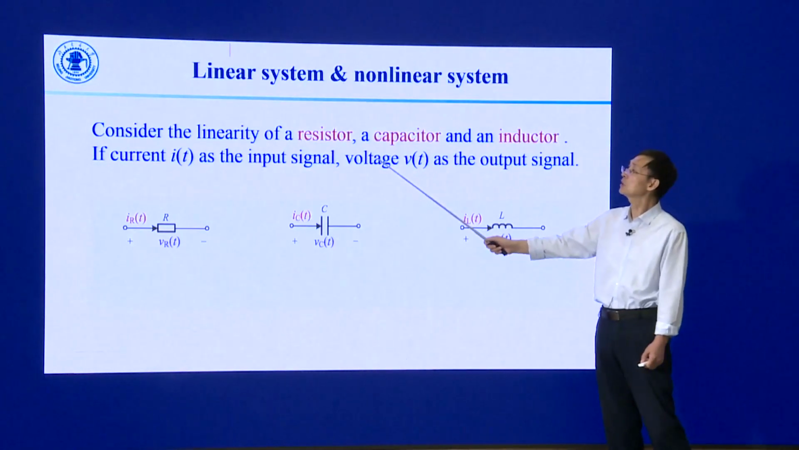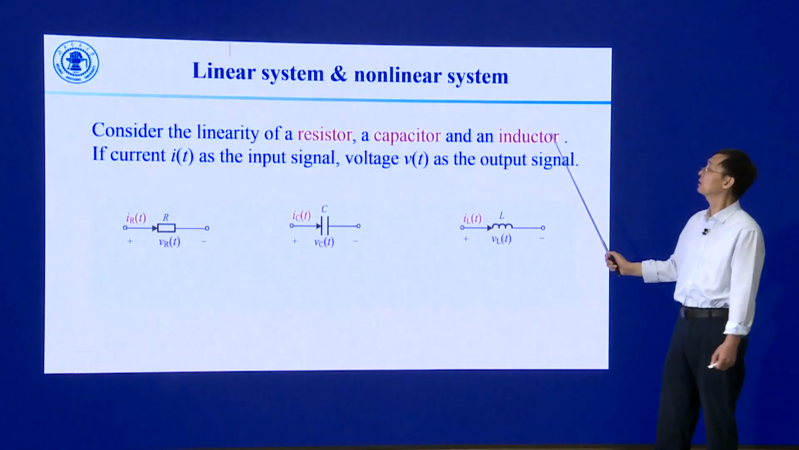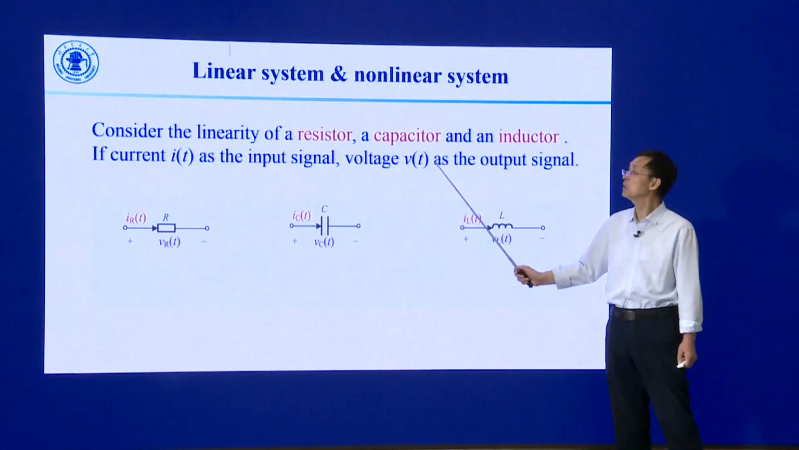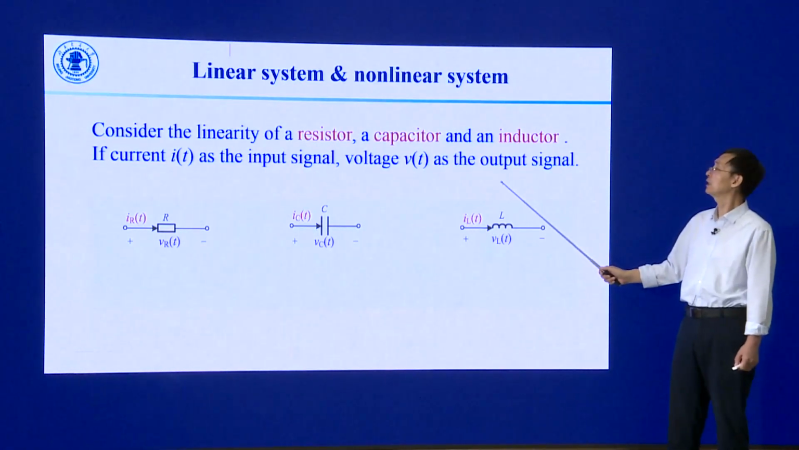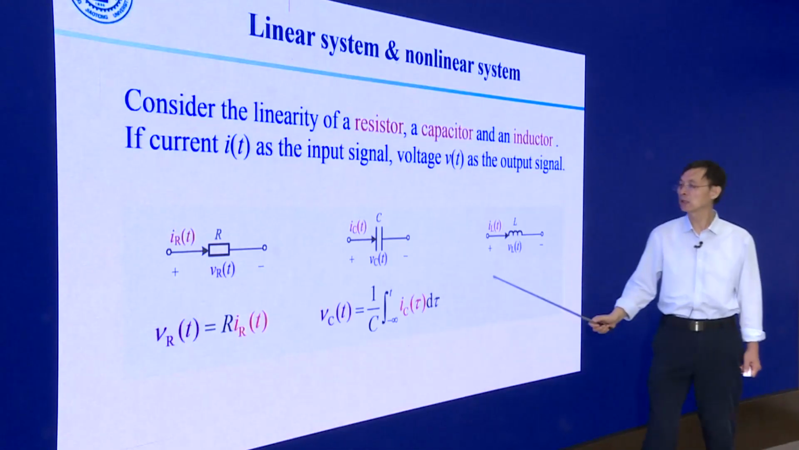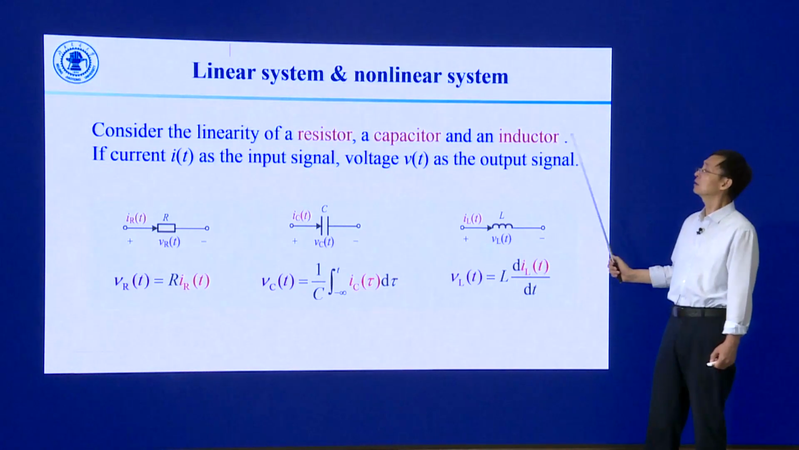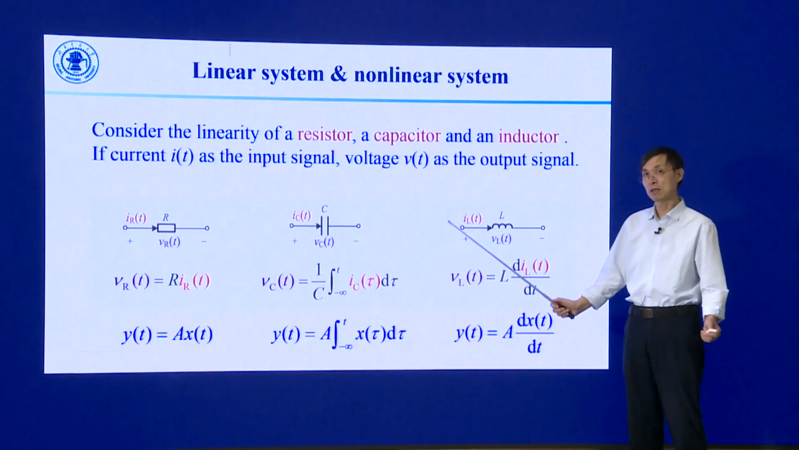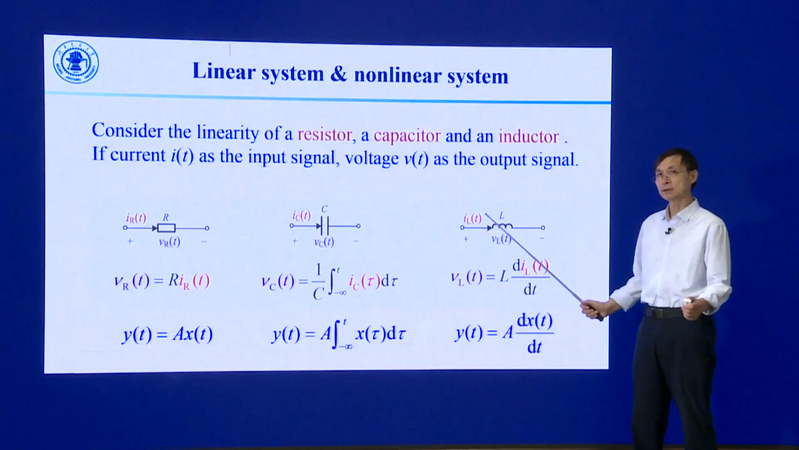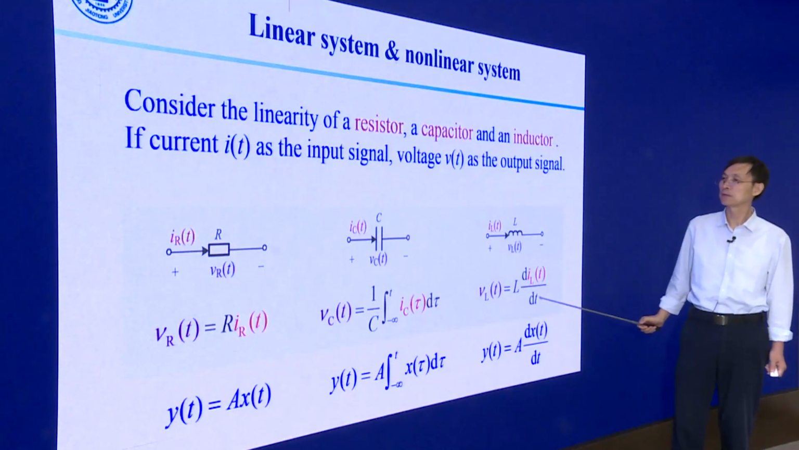Now we can consider the linearity of a resistor, a capacitor, and an inductor. If the current i(t) is the input signal, voltage v(t) is the output signal. This is the relationship between the input signal and the output signal for the resistor, capacitor, and inductor. According to the discussion we have had, these systems are linear systems.